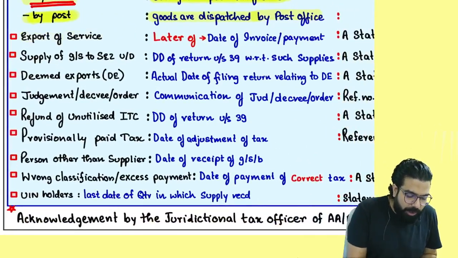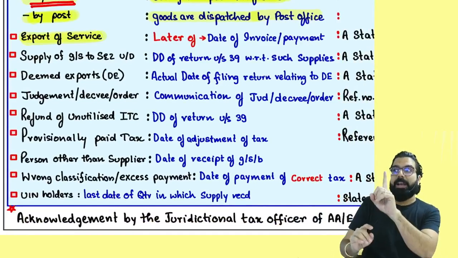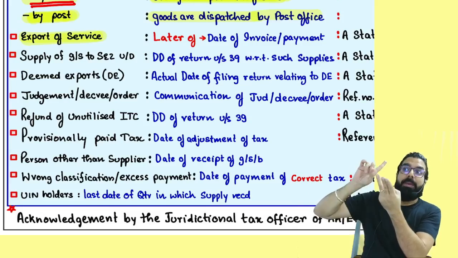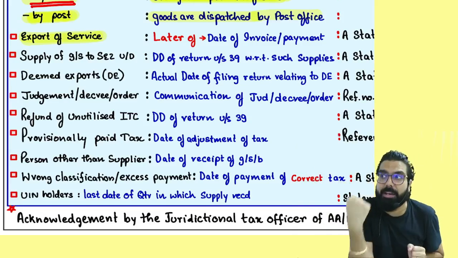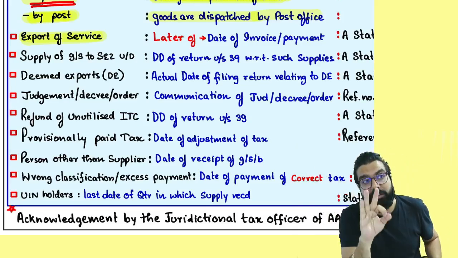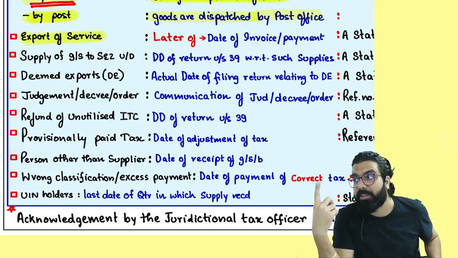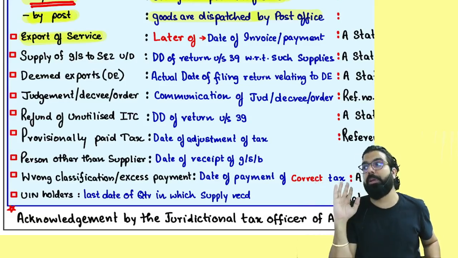Next, sir, if I have exported a service, people, export of service means what? Supplier is in India, recipient is outside India, place of supply is outside India, and you have received foreign convertible currency. So in the case of service, always remember, first is giving the service, secondly receiving the payment. Both have to be there, only then the refund will be given.